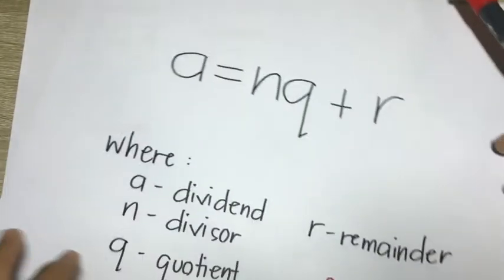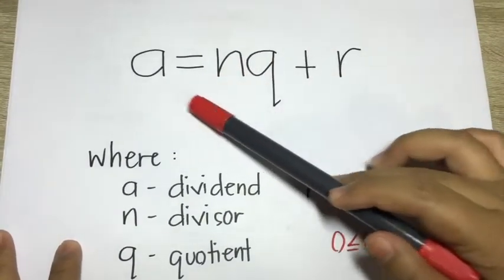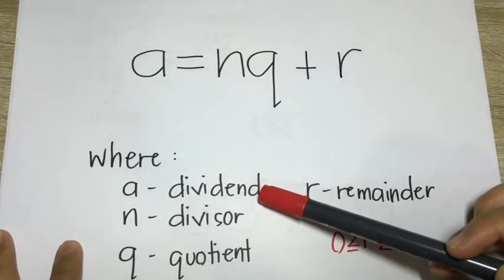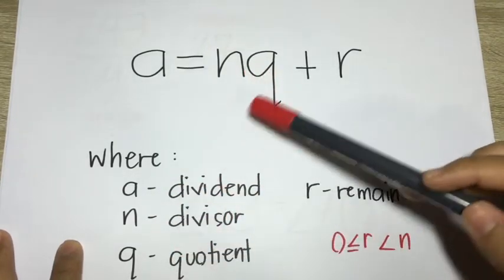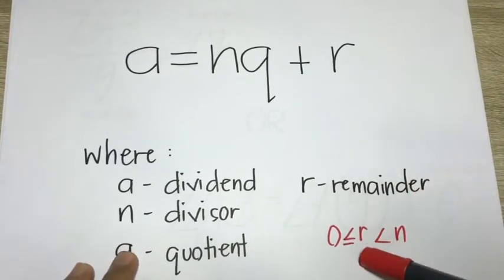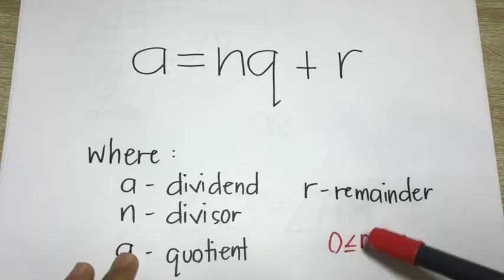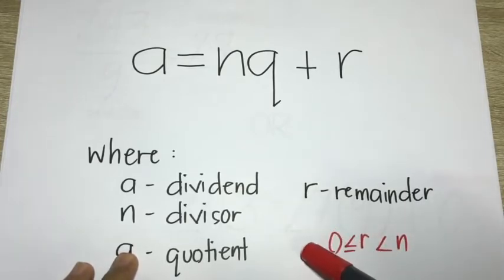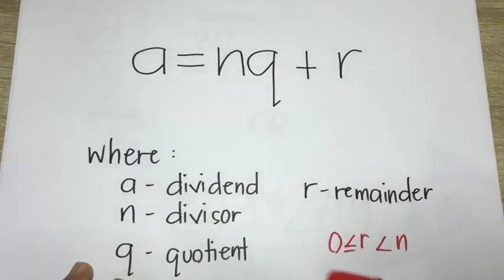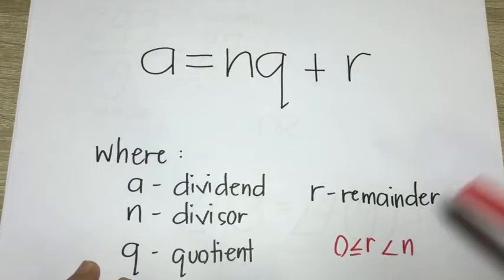The significance of this notation is that we can derive this particular relationship wherein A is equivalent to NQ plus R, where A is our dividend, N is our divisor, Q is our quotient, and R is our remainder. We have to keep in mind that our remainder is always a positive number. Our remainder can be greater than or equal to 0 and less than the divisor. So take note that the remainder is always a positive number. There will be no case that a remainder is a negative number.